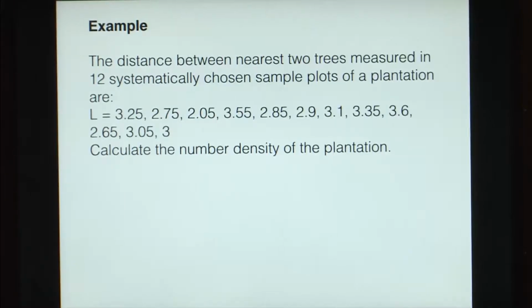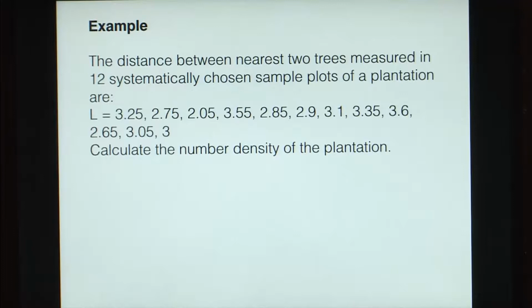So to continue, let us look at one more example. It states that the distance between the nearest two trees was measured in 12 systematically chosen sample plots of a plantation. So here we have 12 samples, so M is equal to 12, and here we have the nearest two trees. We are given these distances L as 3.25, 2.75 and so on, and we are required to calculate the number density of the plantation.